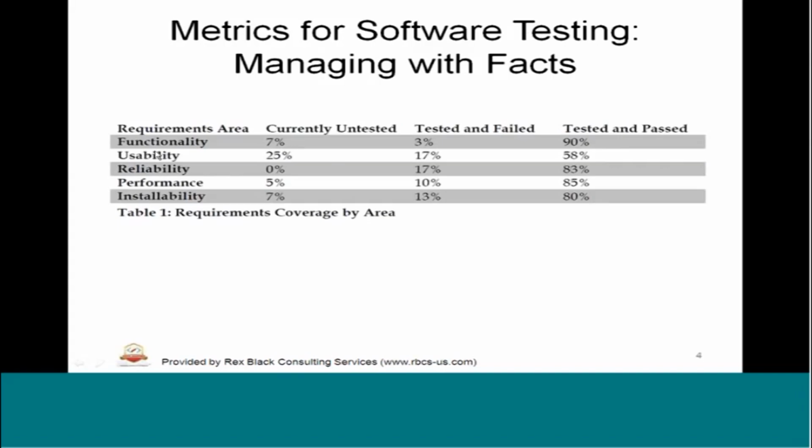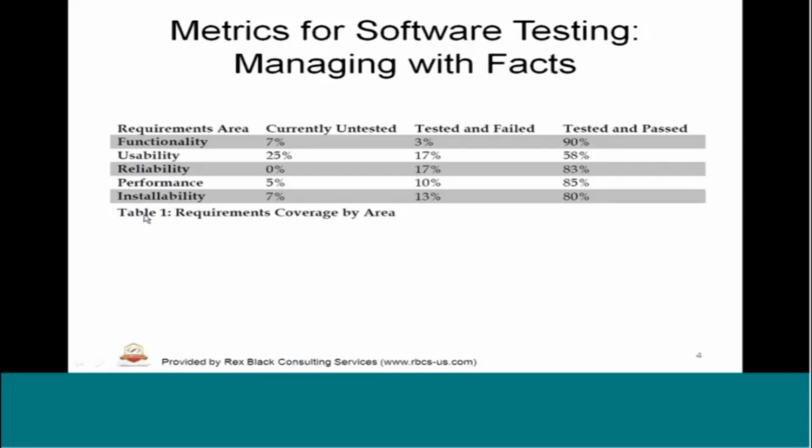One is the functionality. That means requirements in terms of functionality. How are they tested? What are the failures? What are the passes? The next aspects are something like usability. How useful the product is in terms of usability aspects. Then reliability requirements. Then we have performance requirements. Then we have installability requirements.